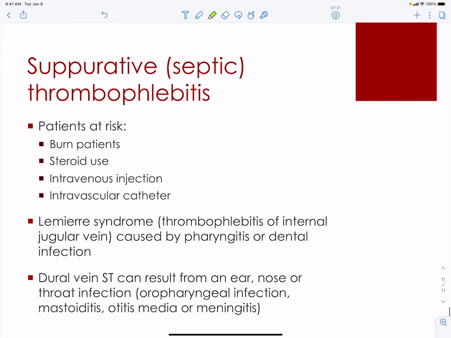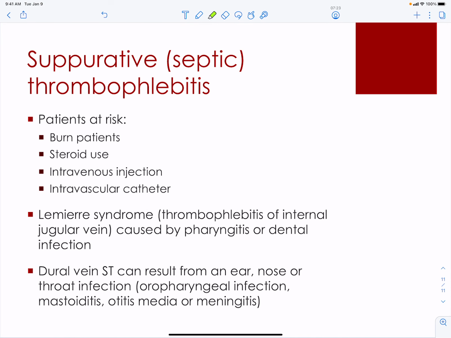Now, most patients at risk for septic thrombophlebitis are going to be burn patients, anywhere you have damage to your protective layers so that your normal flora bacteria can move in. Steroid use, so this is naturally immune suppressive and is going to make your immune system not able to clear those normal flora bacteria. Intravenous injection, again, you're introducing potential pathogens into the actual bloodstream. And an intravascular catheter, so somebody who's in the hospital, a nosocomial type infection.